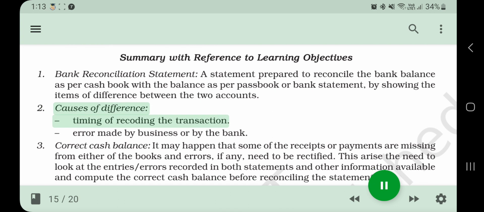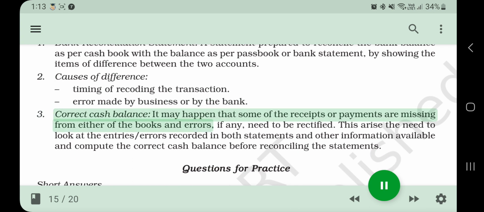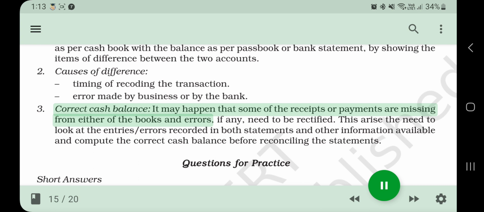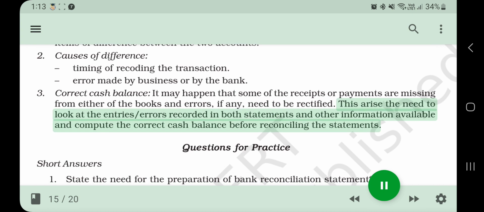2. Causes of difference: timing of recording the transaction, and error made by business or by the bank. 3. Correct cash balance. It may happen that some of the receipts or payments are missing from either of the books and errors, if any, need to be rectified. This arises the need to look at the entries, errors recorded in both statements and other information available and compute the correct cash balance before reconciling the statements.